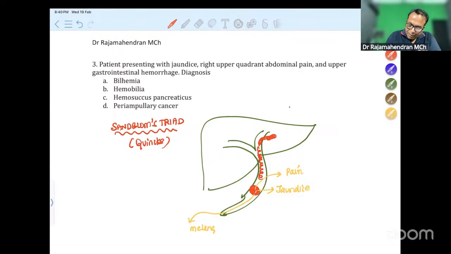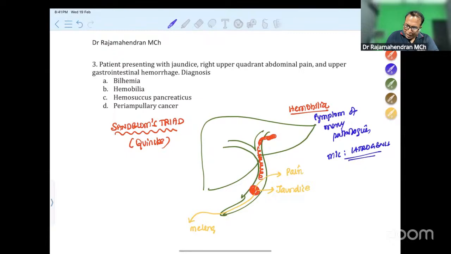It is called as hemobilia. Please don't forget, it is called as hemobilia. Hemobilia is not a disease, it is a symptom. Please don't forget, hemobilia is a symptom, not a disease. Symptom of many pathologies. Can you give me a few pathologies? The most common pathology is iatrogenic. Following some surgery, for example, even after a percutaneous biliary stenting, you can get this. Iatrogenic, following liver resection surgeries or following a tumor infiltrating into the bile duct. So iatrogenic is most common, or it can be due to tumor. Many causes are there.